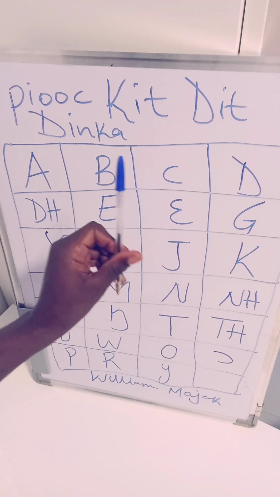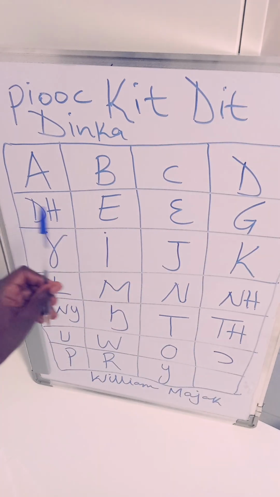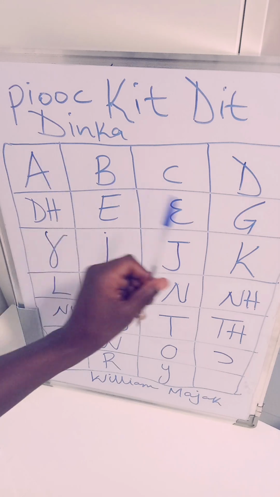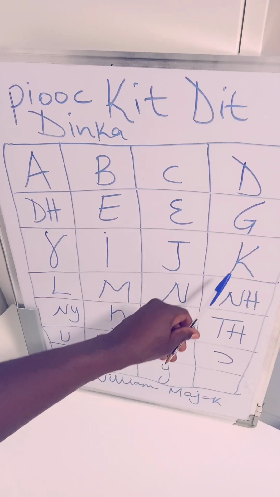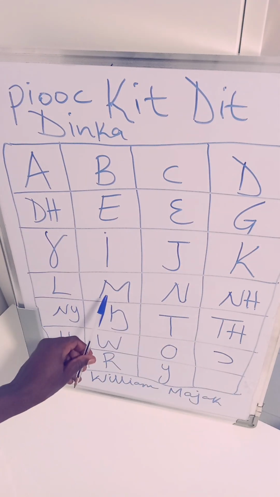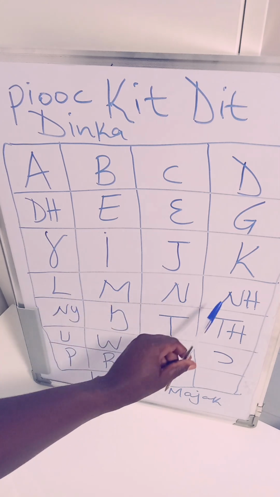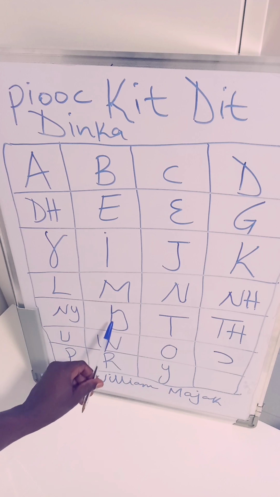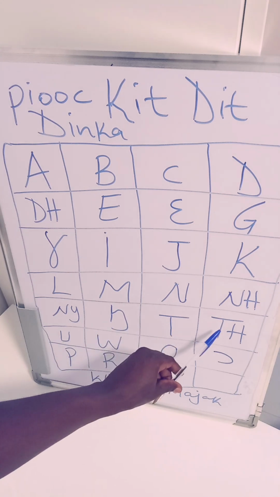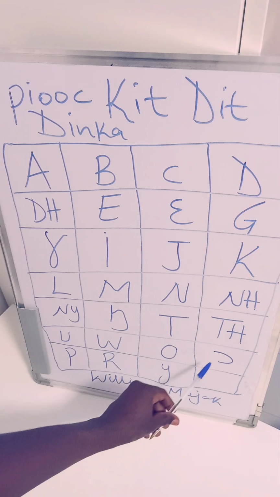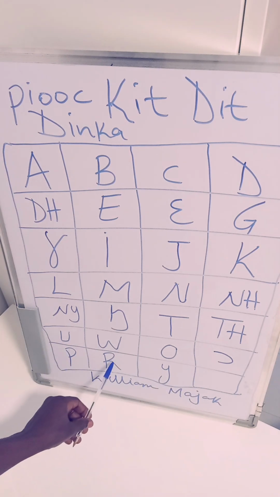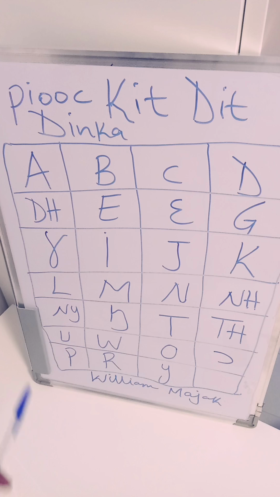A, Ba, Sha, Da, Do, E, Ga, O, I, Ja, Ka, La, Ma, Na, Nya, Nga, Ta, U, Wa, O, Pa, Ra, Ya. So this is how we read them in Dinka. So let me give you another way how you can recall them.